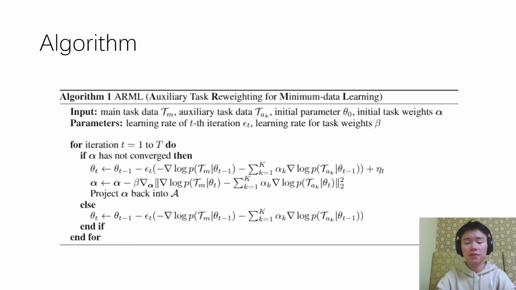Now we can have the final algorithm, which is pretty simple. When the task weights haven't converged, we will first sample theta using Langevin dynamics, and then we update alpha by minimizing the feature divergence, which is the distance between the main task gradient and auxiliary task gradient. It's similar to regular SGD training, only with an extra step to optimize alpha, so it's pretty simple and barely introduces any extra cost. And then when alpha converges, we can do the normal SGD training.